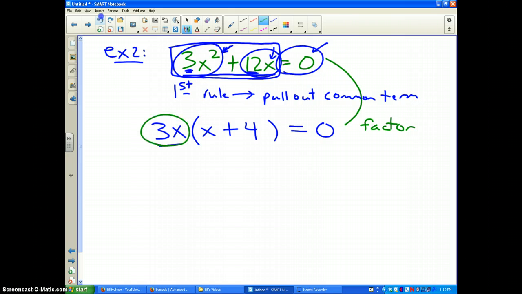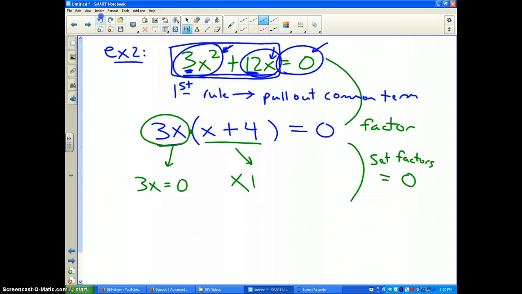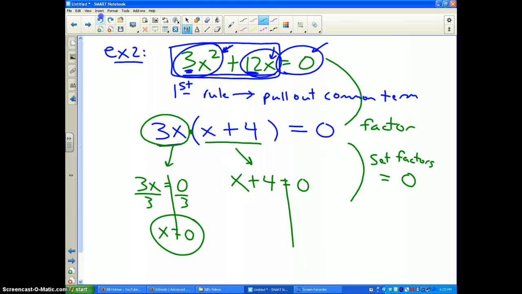Here's my first factor. Here's my second factor. So as I did on the last problem, set your factors equal to 0. There's the first one, because here's the times sign right there. So 3x equals 0. And here's my second factor, x plus 4 equals 0. Now if I solve these, here I'm going to divide by 3, so I get x equals 0. And here I'm going to minus 4 to both sides, and I get x equals negative 4.